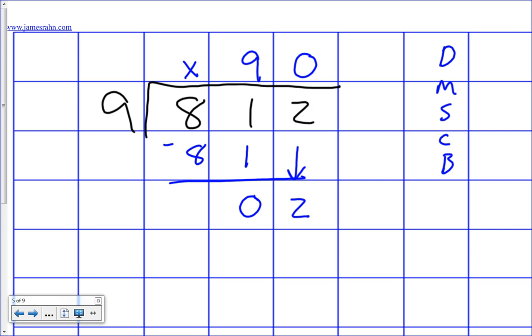All right, so let's see. Now we're going to multiply. 0. Remainder 2. All right, check, see if you agree. If you don't, please rewrite it and try it again.